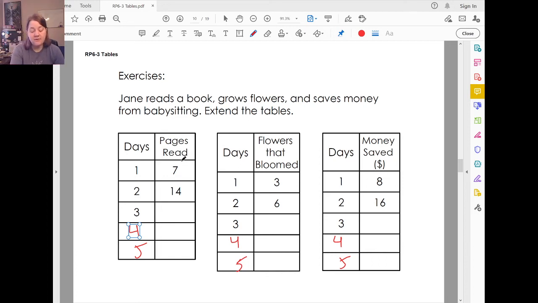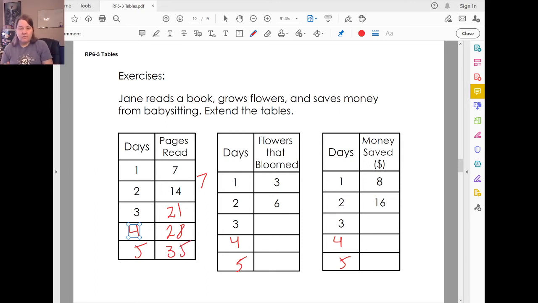So if Jane has 7 pages read on day 1, and then she increases to 14 on day 2, that's a change of 7. Which means the next time she's going to increase by another 7. So that's going to be 21, and then 28, and then 35.